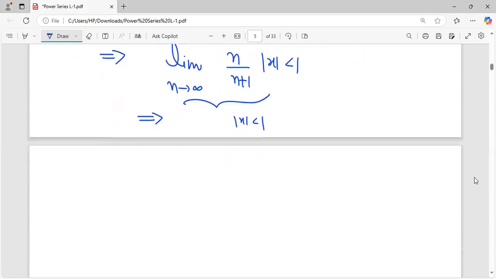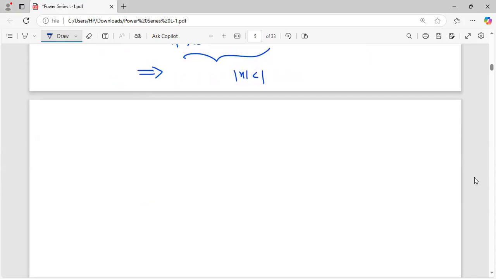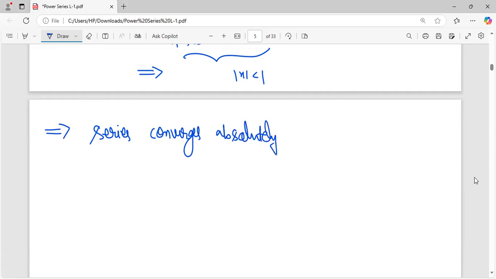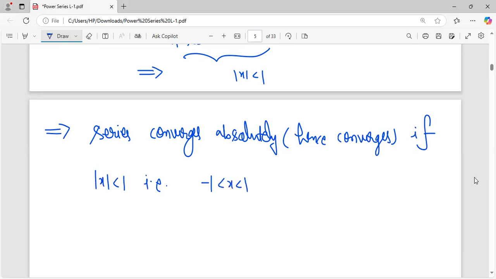Okay, it means this series converges absolutely, and hence converges, because an absolutely convergent series is convergent, if mod x is less than 1.